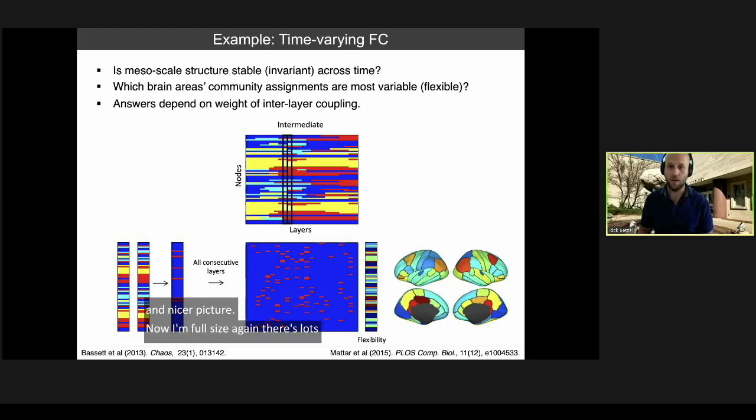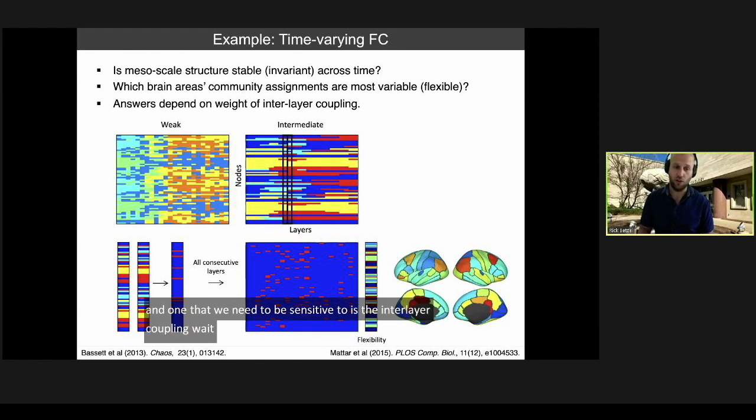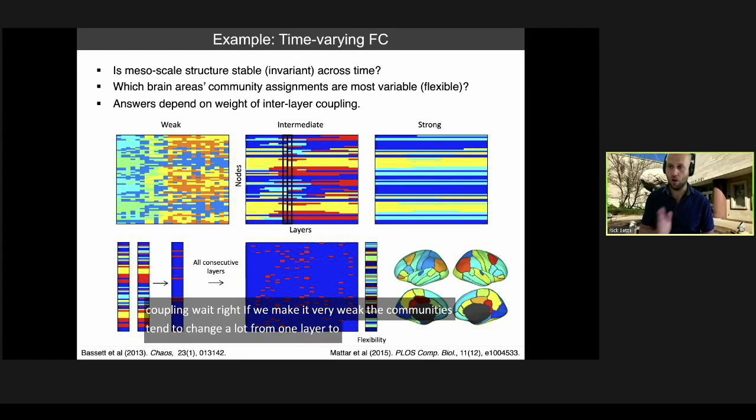Now, I'll emphasize again that there are lots of free parameters here. And one that we need to be sensitive to is the interlayer coupling weight, right? If we make it very weak, the communities tend to change a lot from one layer to the other. But if we make it very, very strong, we're going to enforce lots of homogeneity across layers. There are very, very few changes. Something to be aware of.